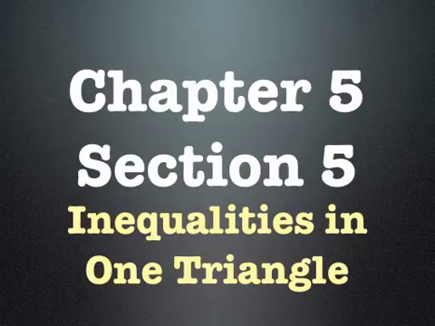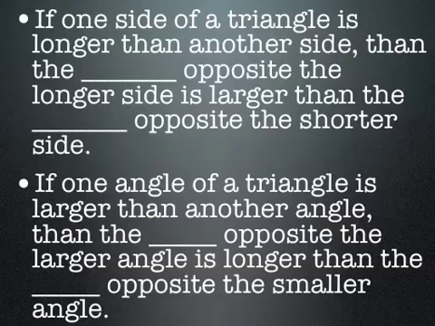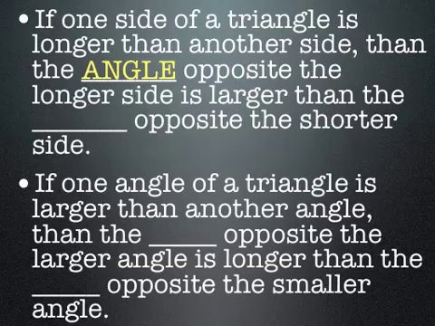Chapter 5, Section 5, Inequalities in one triangle. This first statement says if one side of a triangle is longer than another side, then the angle opposite the longer side is larger than the angle opposite the shorter side.